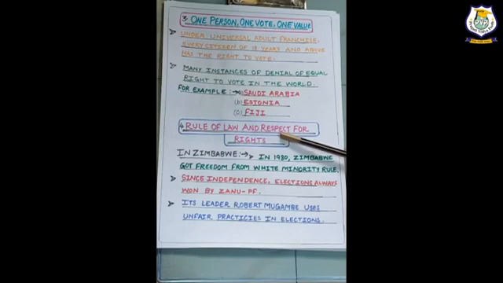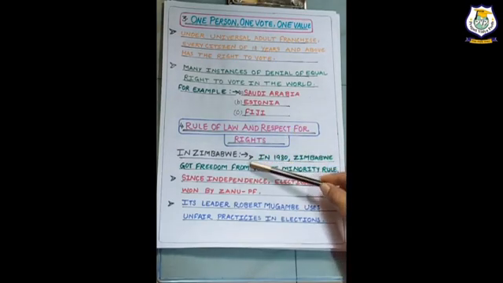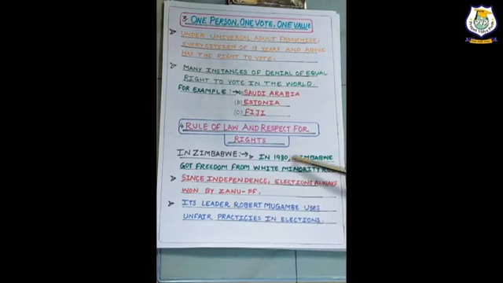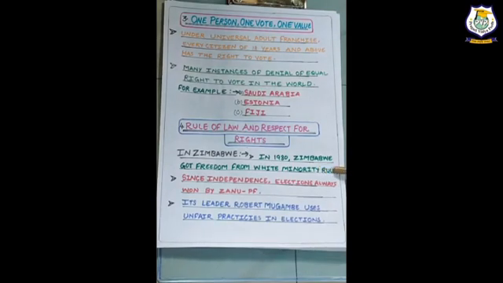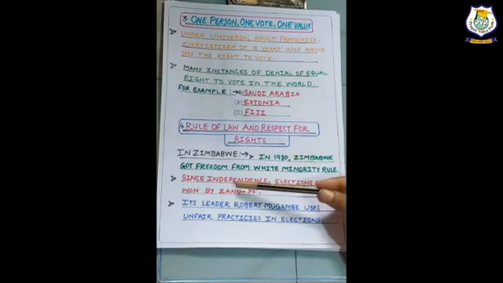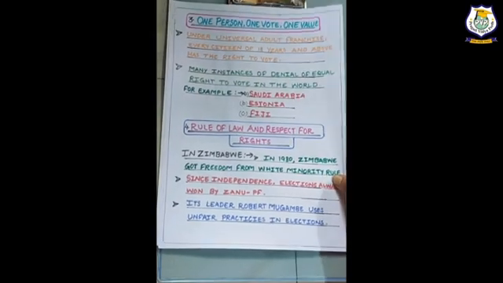To understand this feature in a better way, we will discuss a case of Zimbabwe. In 1980, Zimbabwe got its freedom from the white minority rule. And since independence, elections were always won by the ZANU PF party. Its leader was Robert Mugabe. He used unfair practices in elections, by which he won the election.